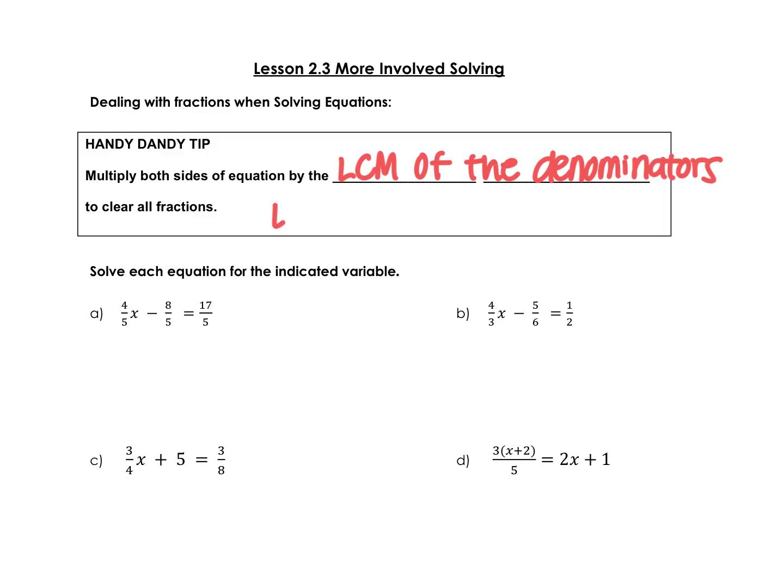What is LCM? Least common multiple. LCM of the denominator.